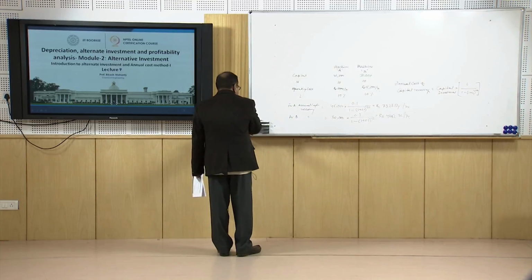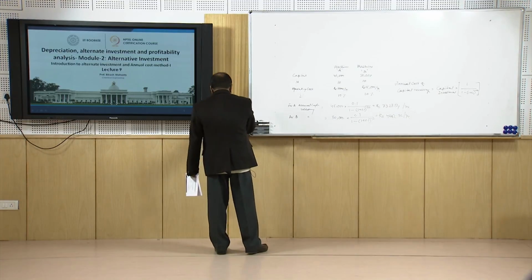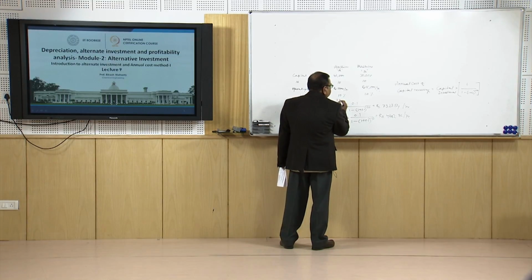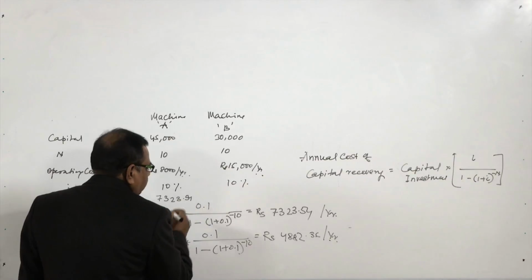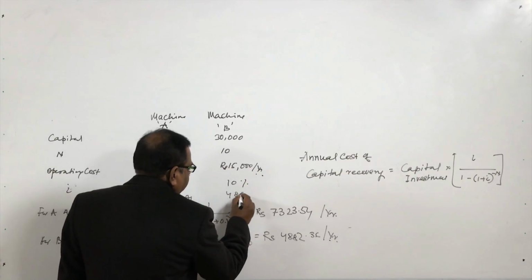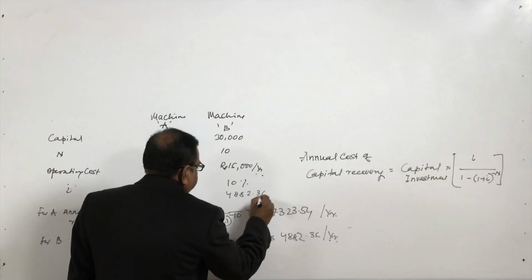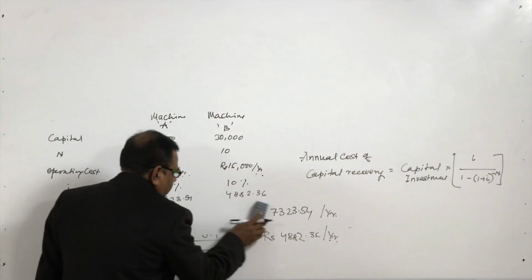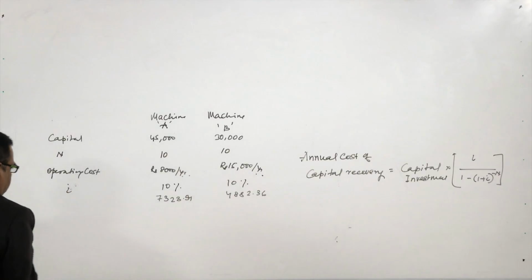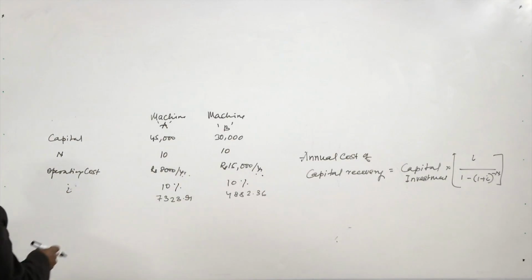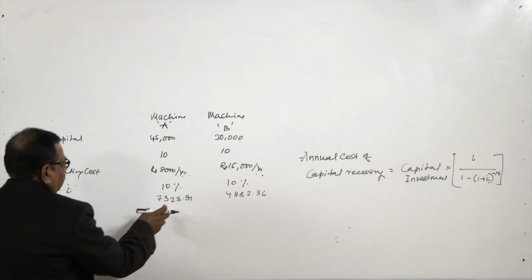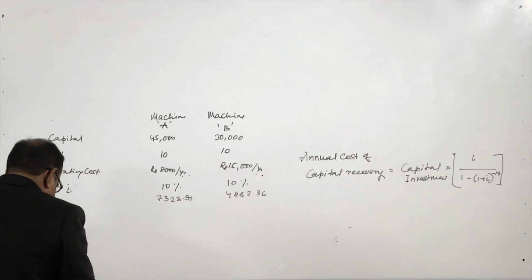So, if I keep this value here, 7323.54 and 4882.36. So, what basically I have done is that I have converted this capital cost, whose lifespan is 10 years, into a per year cost.